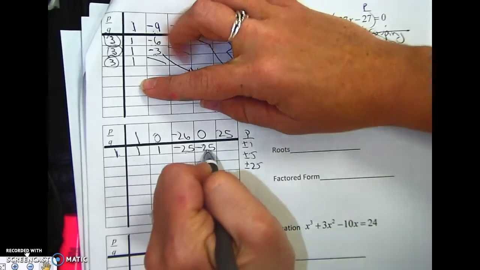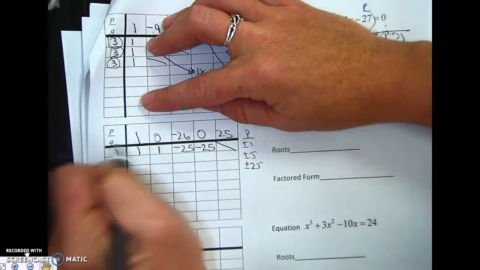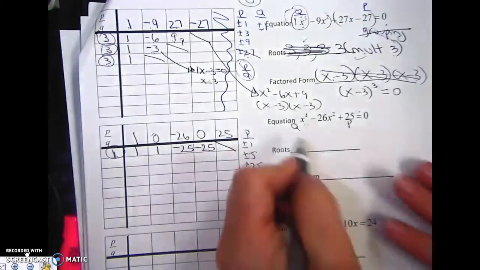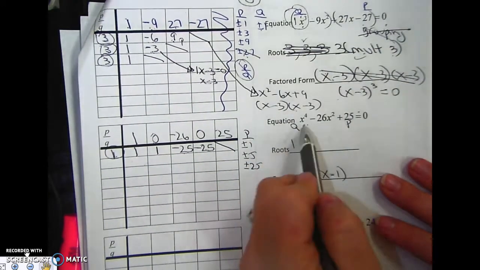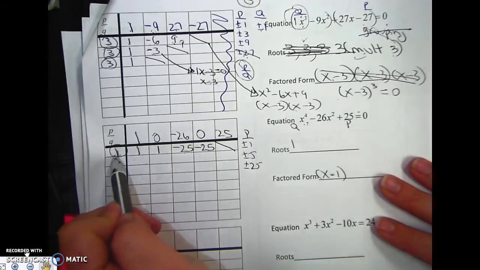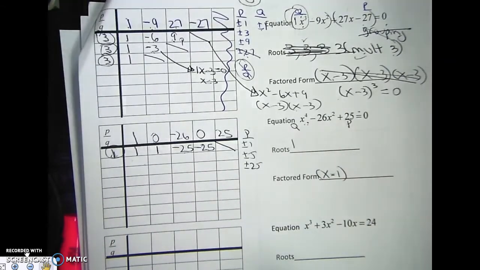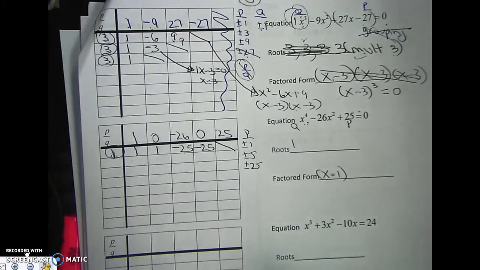1 times negative 25 plus 25. Woohoo! It works. So now I know one of my roots in factored form. I had 4. I found 1. I have 3 left. Okay?